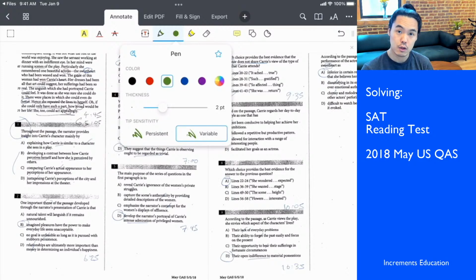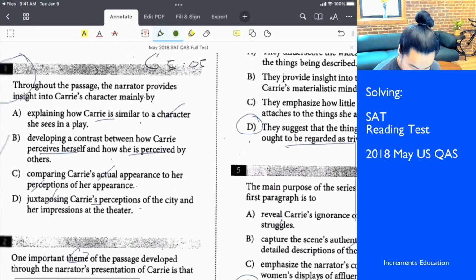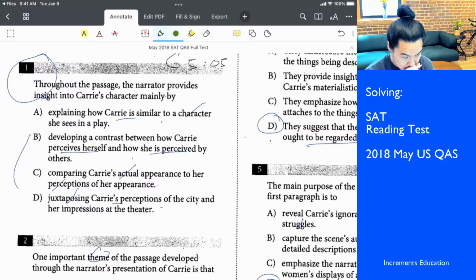I'm gonna restart time and I'm gonna go back to these questions now, okay? I'm at 11:58:30. Here we go, 3, 2, 1, let's go. Throughout the passage provides insight how? By contrasting how she perceives herself and how she's perceived.